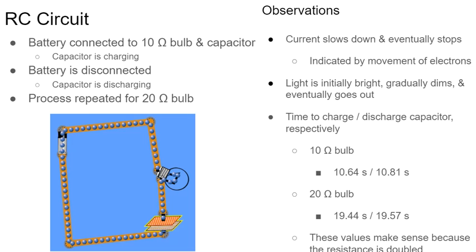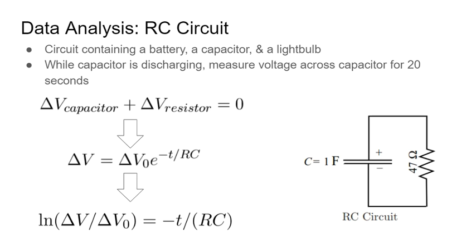And then the time to charge and discharge the capacitor were given right here for the 10 ohm bulb and the 20 ohm bulb. And these values make sense because the resistance has been doubled. So then for the RC circuit, we had a circuit containing a battery, a capacitor, and a light bulb. And then while the capacitor was discharging, we measured the voltage across the capacitor for 20 seconds.